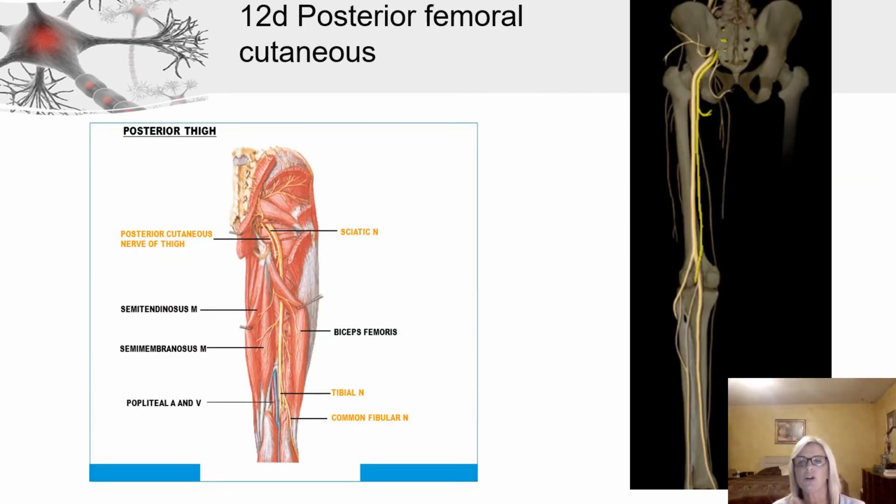So posterior femoral cutaneous. Posterior tells you it is going to be on the back side, the posterior side. Femoral lets you know that it is coming off the femoral, and cutaneous lets you know that it is going to help innervate skin. So this comes from S1, S2, S3. This one is sensory only for the skin on the posterior thigh and the leg and the perineum.